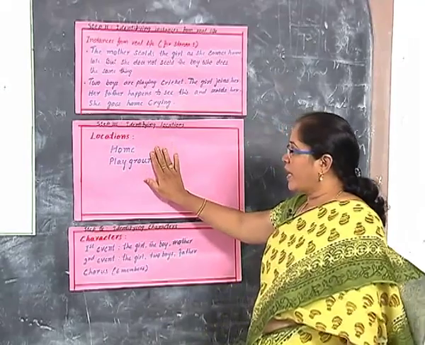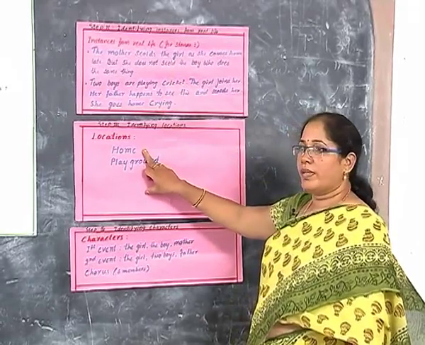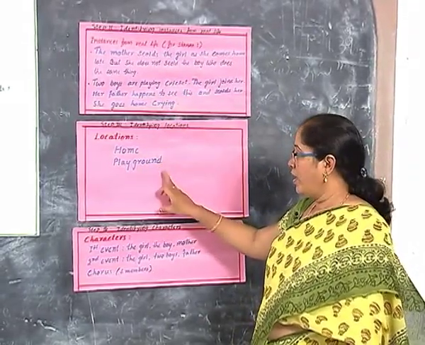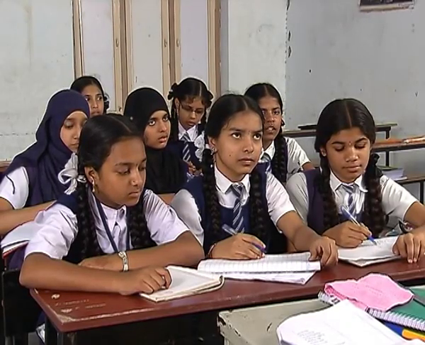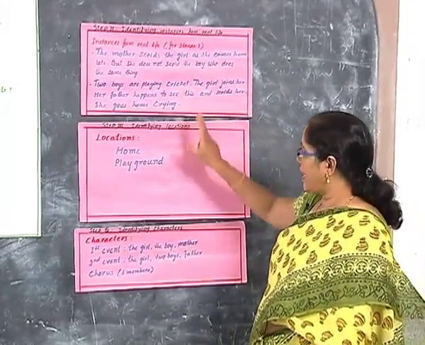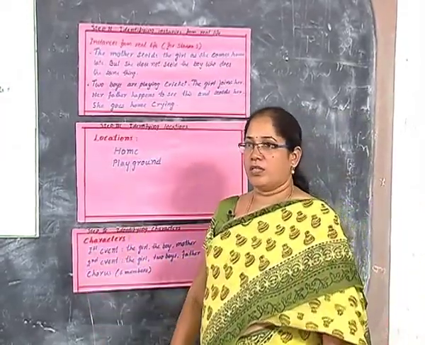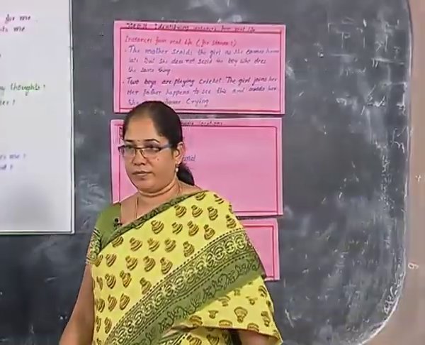So, we have identified the location for the first instance, which is home, and for the second instance, which is the playground, and we have also identified the characters. For the first instance: girl, boy and mother. For the second instance: the girl, two boys and father. And we also need a chorus, to create the playground and all that. Can somebody try to say which characters were involved? Yes? Mother, father and their male child and female child. Very good. That is correct.